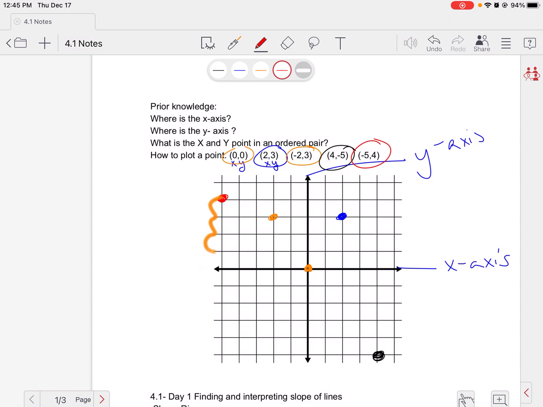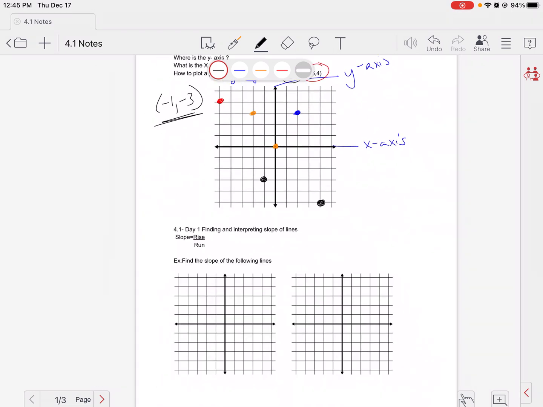Let's add another point so that we have one in the third quadrant. If we had negative 1, negative 3, that would mean we would go to the left one and then down 3, and that would give us our point there. If you need to pause this to catch up where I am, please go ahead and do so.